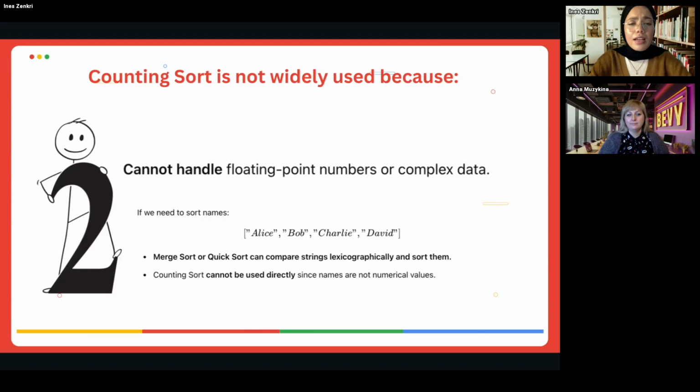And second, it can't really handle floating numbers or complex data. For example, it can't really handle strings, characters, and also negative numbers, since we calculate each time the number of occurrences of each element, so it won't work for negative numbers. And for example, if I have this array with those names, Alice, Bob, Charlie, and David, and I want to sort them in alphabetic order, well, it won't work simply. And sadly, that's why counting sort is not really much used.